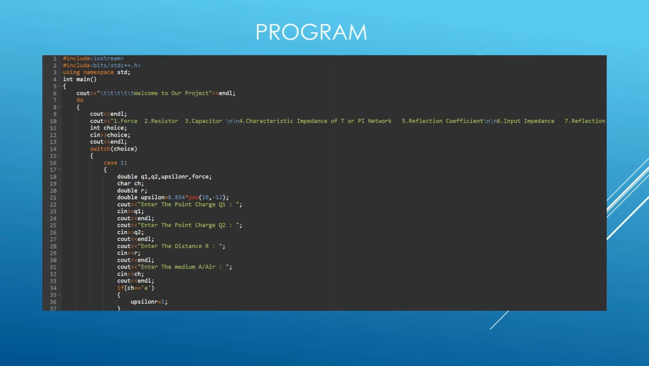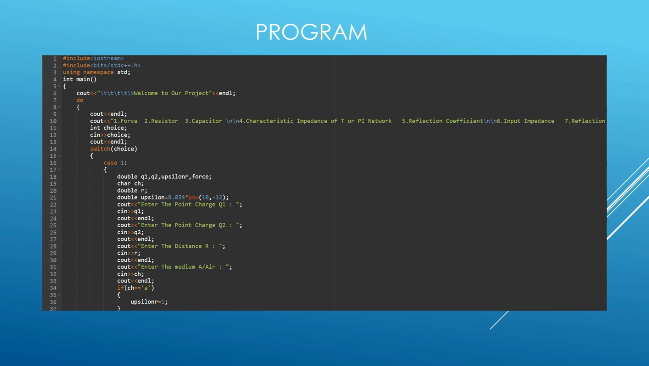Now, let us discuss the implementation of our project. We are using the C++ programming language to develop our project, and here we are giving 10 options for calculating electromagnetic field and transmission line parameters such as force, resistor, capacitor, characteristic impedance of T or pi network, reflection coefficient, input impedance, and so on. Based on the choices entered by the user, the following parameters will be calculated.